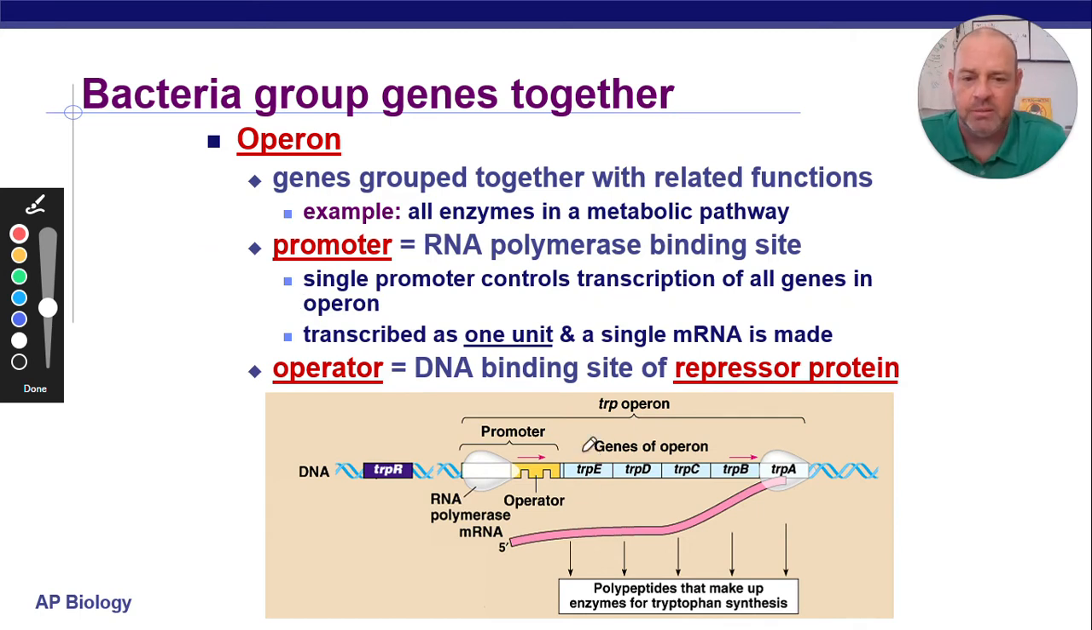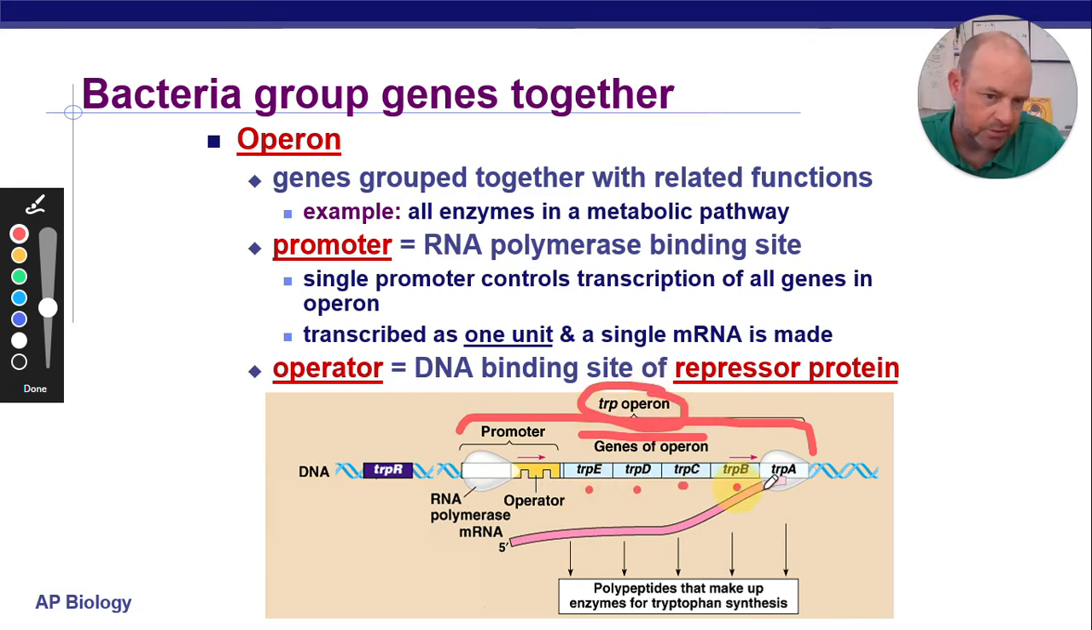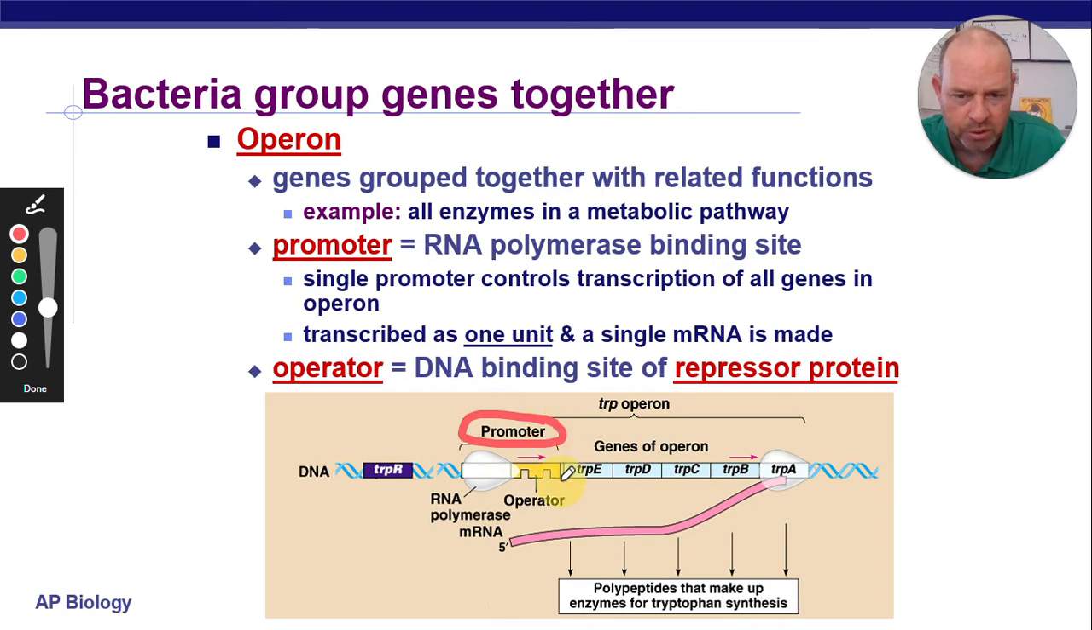So if I go down here to my picture, here are the genes of the operon, right? The whole trp operon is this thing. And this is a gene, and this is a gene, and this is a gene, and this is a gene, and this is a gene. So there are all these groups of genes, but they don't all have their own promoter. They all have this one promoter that sits here in front of those genes. And that one promoter controls transcription of all of those genes all at once.